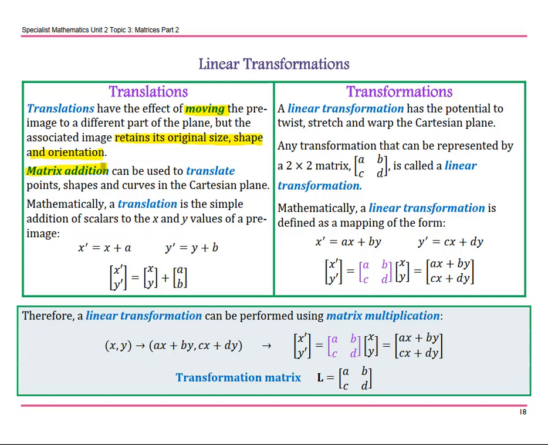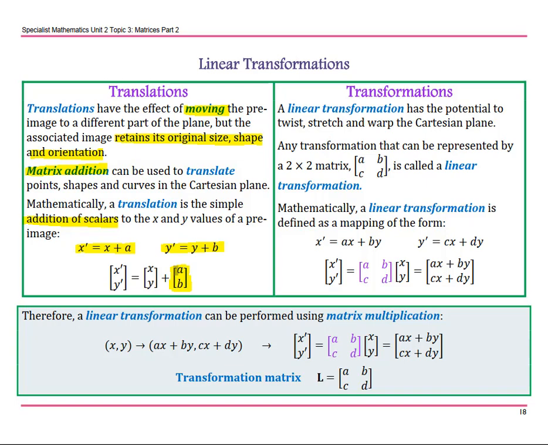Mathematically, a translation is a simple addition of scalars to the x and y values of a pre-image. So our image of x is our original x plus some scalar a, and our image of y is the original y plus some scalar b. So our translation matrix is A, B.